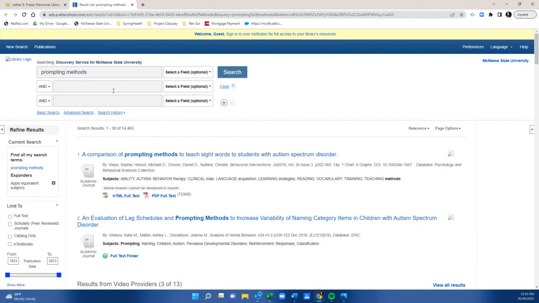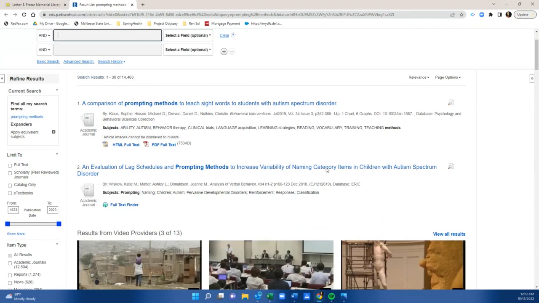And so in these fields, you can even go on to specify your results even further. So if you want to look up, let's just say I want to look up prompting methods, only concerned with individuals with autism spectrum disorder who are 5 years or younger. So I can come up with keywords. I might put children and then ASD right here, and then it will shoot out all.